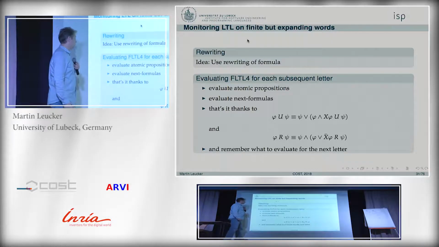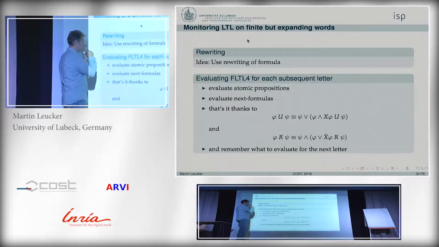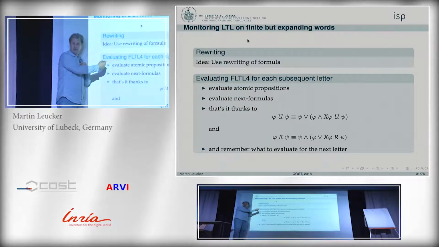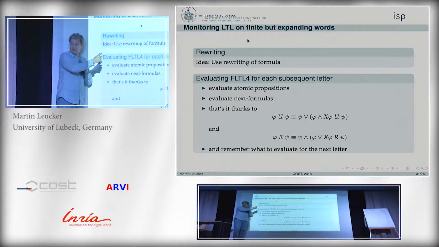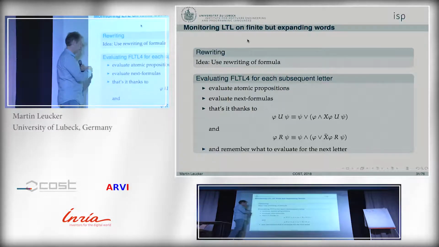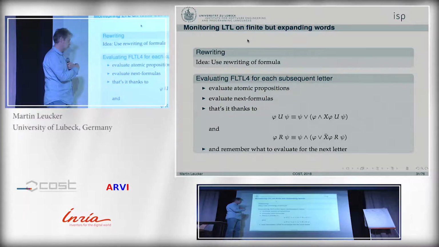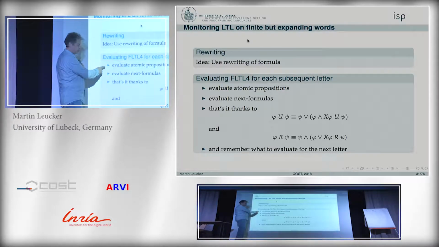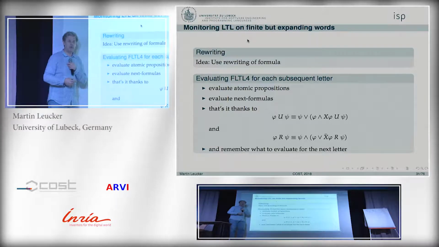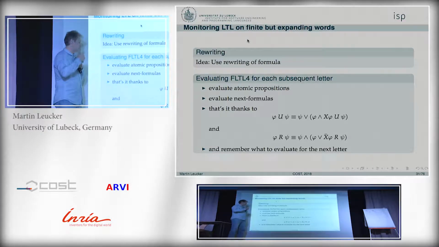And how can we do that? Well, let's look at the different formulas. Evaluating an atomic proposition, seeing the current event, is not a big deal, right? P either holds or it does not hold. Evaluate next formulas. Disjunction, conjunction is also easy, right? We can do that. The next formulas, well, we just wait for the next event and then continue.